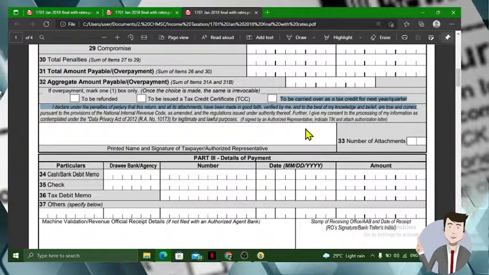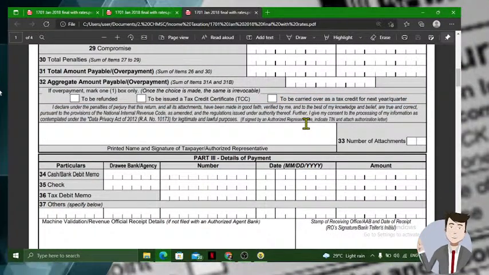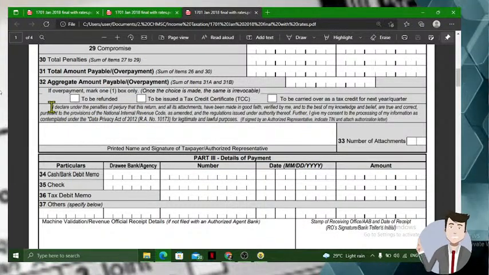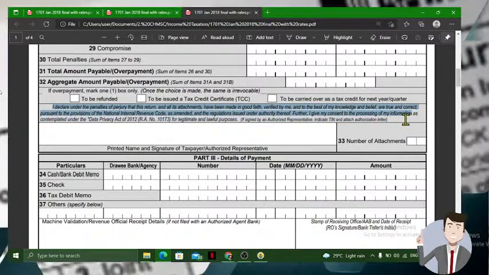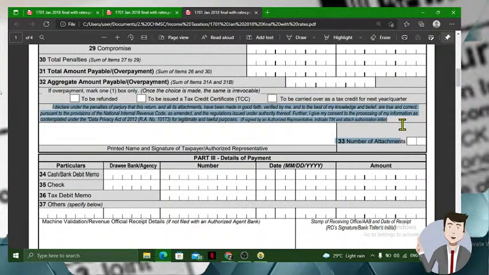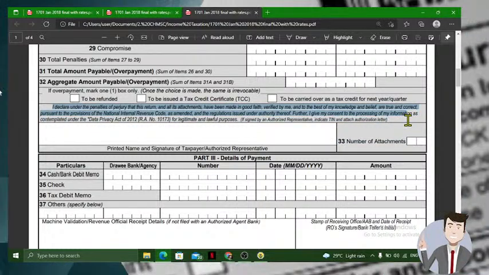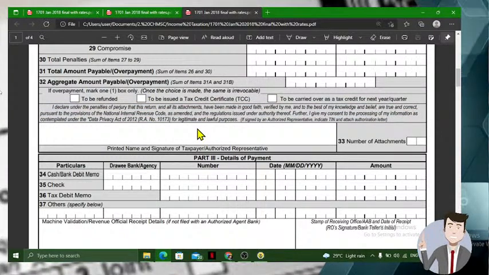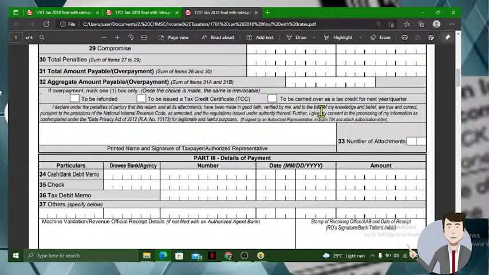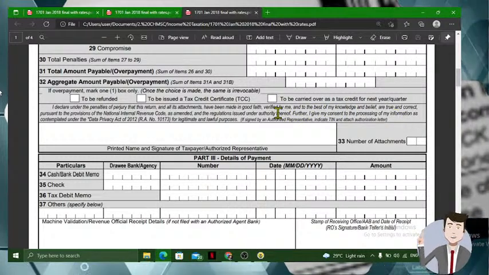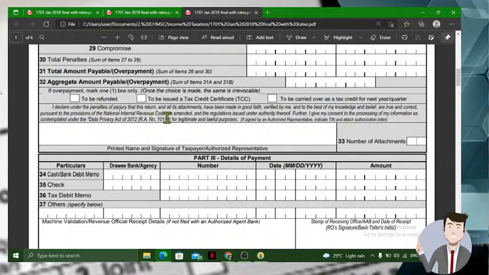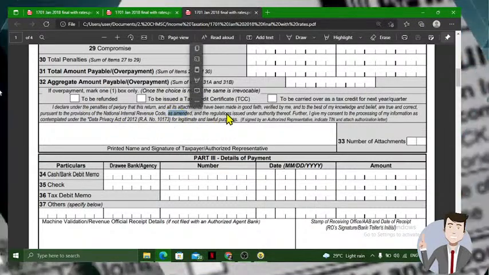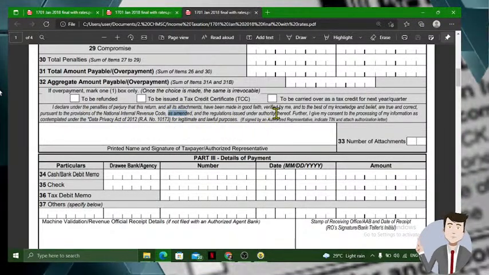Okay. So guys, take note that it is very important that before signing you have to know this statement. I declare under the penalties of perjury that this return and all its attachments have been made in good faith, verified by me, and to the best of my knowledge and belief, are true and correct pursuant to the provisions of the National Internal Revenue Code as amended, and the regulations issued under the authority thereof.